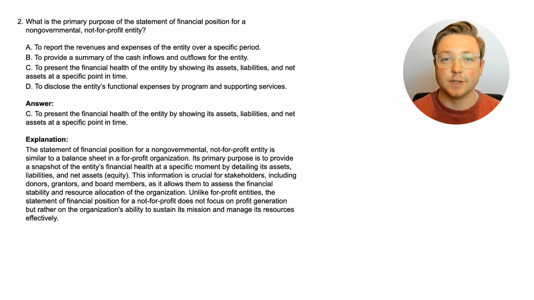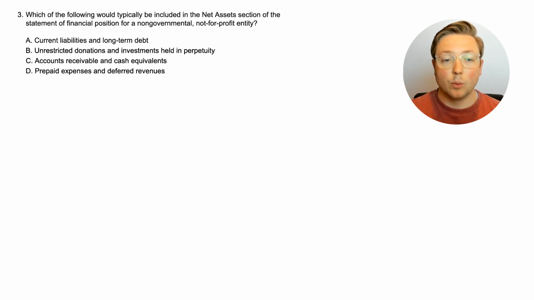Let's go to the next question. All right, here we are at question 3. Which of the following would typically be included in the net assets section of the Statement of Financial Position for a non-governmental, not-for-profit entity? So we've talked a little bit about what is in the Statement of Financial Position and what its purpose is, and we've talked about net assets, but what is included in net assets? It's not really like the equity of a normal for-profit business. So which one of these is going to be included there?